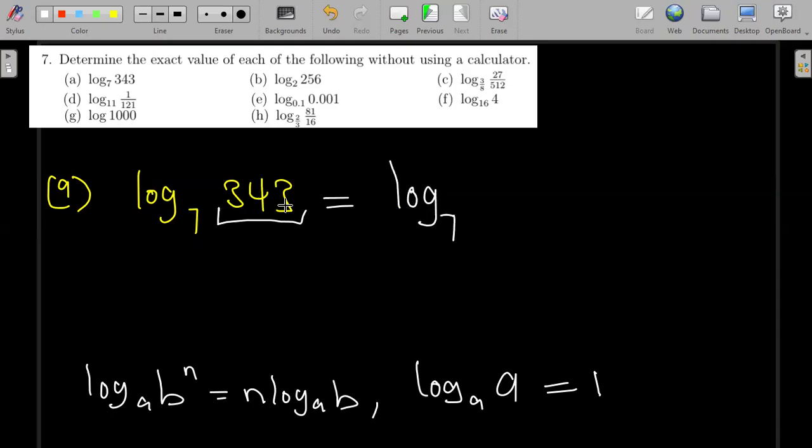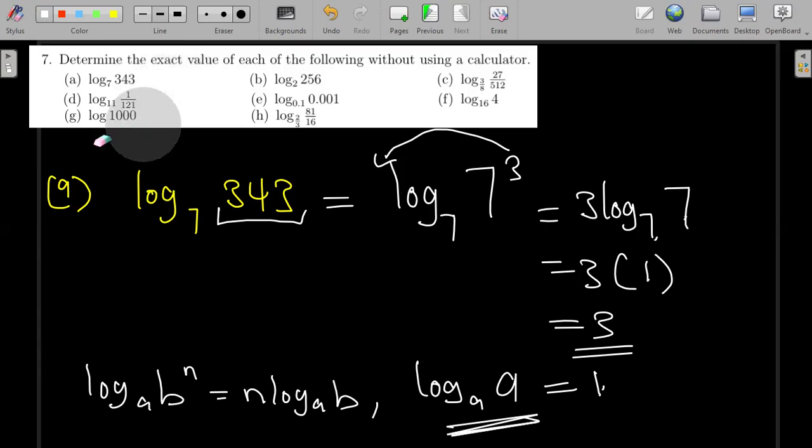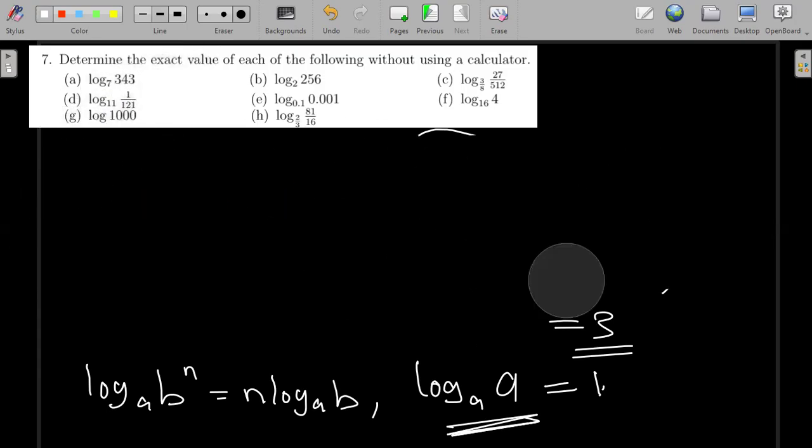But we notice that 343 is actually 7 to the power 3. Okay. So by this rule here, I can drop the 3 in front. So I'm going to have 3 log 7. Okay. And then by this rule, if my base and the number that is in the middle is the same, then it's just 1. So this will just be 3 times 1. Okay. So the answer there on A is just 3. That's the answer there. Okay. So if I have any questions, please ask. Otherwise, we'll look at B.